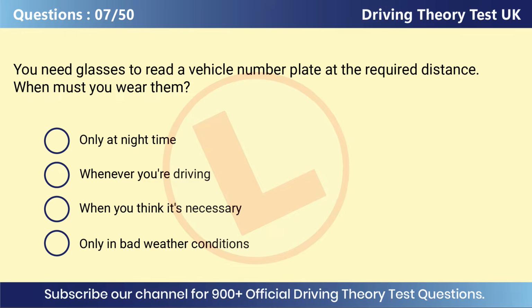Question 7. You need glasses to read a vehicle number plate at the required distance. When must you wear them? A. Only at night time. B. Whenever you're driving. C. When you think it's necessary. D. Only in bad weather conditions. The answer is B. Whenever you're driving.